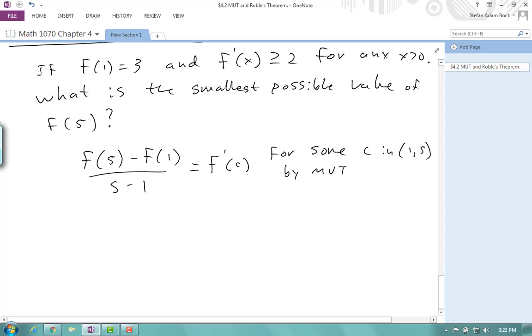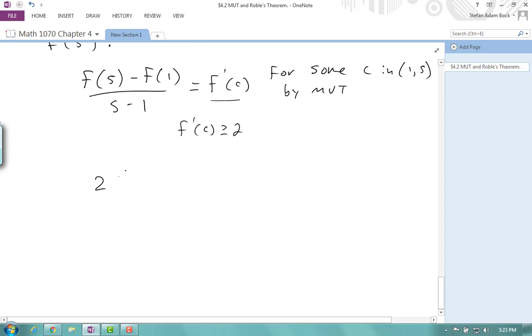But according to the question, the derivative is always greater than or equal to 2, which means f prime of c here must also be greater than or equal to 2. So that says 2 is less than or equal to f of 5 minus f of 1 all over 5 minus 1, which is equal to 4. Which means I have 8 is less than or equal to f of 5 minus f of 1.